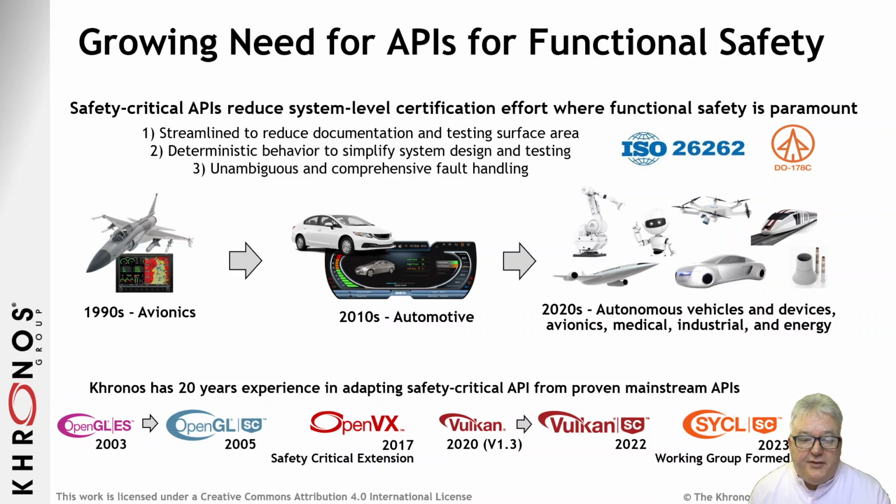Khronos' experience with safety-critical APIs goes back to 2003 with OpenGL SC 1.0 for avionics displays and OpenGL SC 2.0 in 2016 for the automotive market. And in March 2022, Khronos released Vulkan Safety Critical 1.0. Desktop Vulkan is a compelling starting point for creating a new generation safety critical standard, as it has reduced driver complexity compared to OpenGL, and Vulkan SC further reduces driver size while strengthening API determinism and error handling.